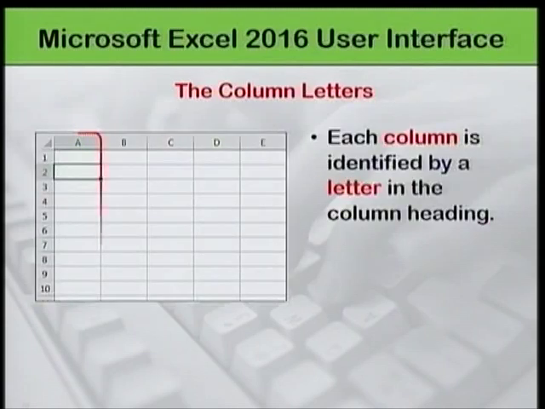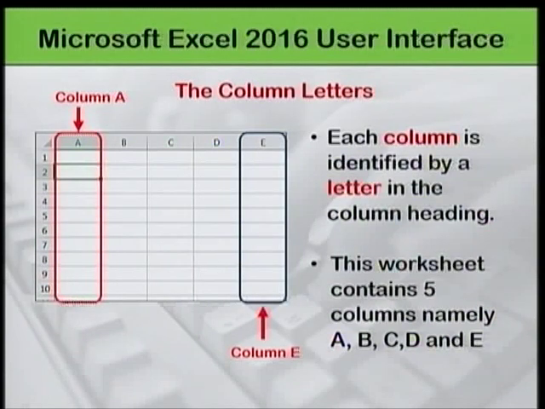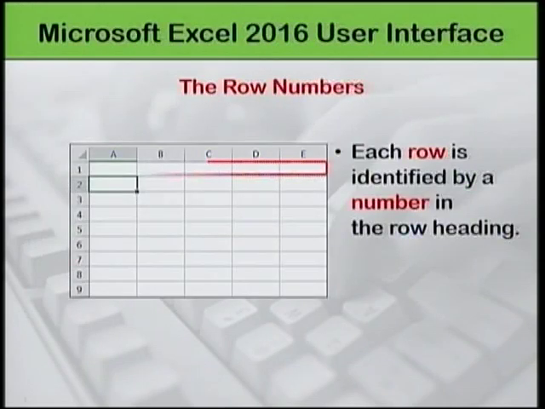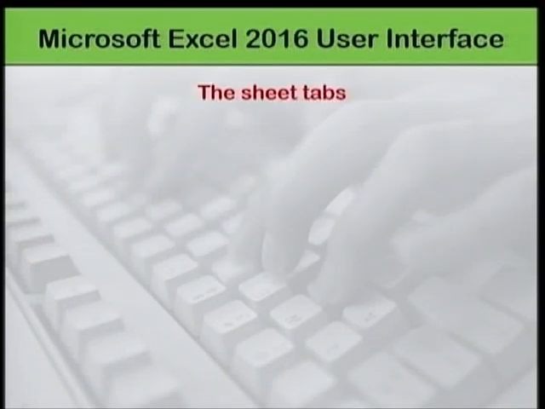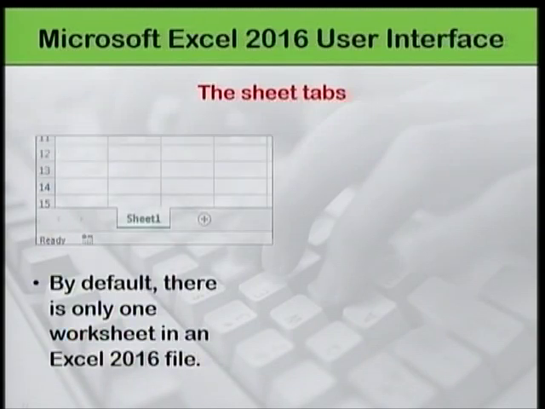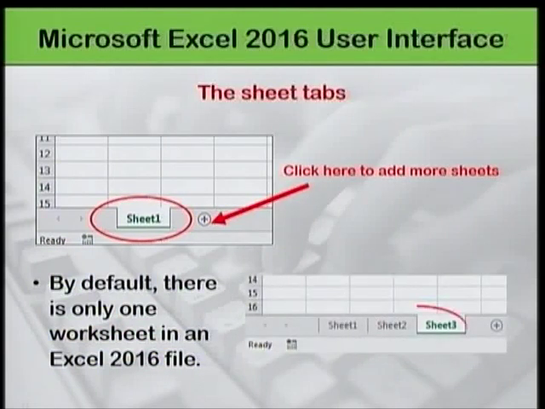The column letters. Columns run vertically on a worksheet, and each one is identified by a letter in the column heading. In this worksheet, there are 5 columns. The row numbers. Rows run horizontally in a worksheet and are identified by a number in the row heading. In this worksheet, there are 9 rows. The sheet tabs. By default, there is only one worksheet in an Excel 2016 file. The tab at the bottom of a worksheet tells you the name of the worksheet, for example Sheet 1. More worksheets can be added by clicking on the New Sheet icon next to the sheet tab at the bottom of the screen.